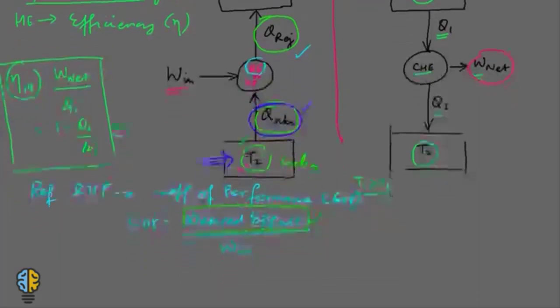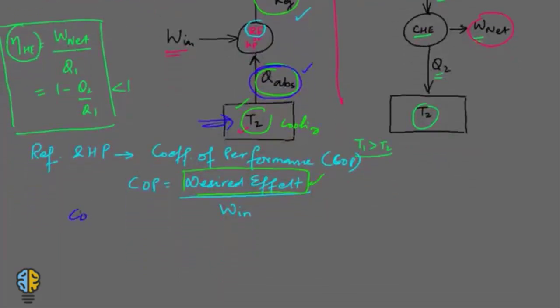So I will write down that the COP of a refrigerator is equal to desired effect, being the heat absorbed, upon the work input. So this is the COP of a refrigerator, where the desired effect or the parameter to be focused upon is the amount of heat being absorbed, because that is proportional to the amount of cooling you will have in this area. Okay.